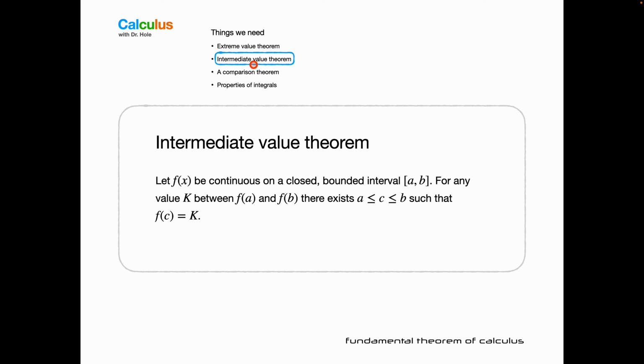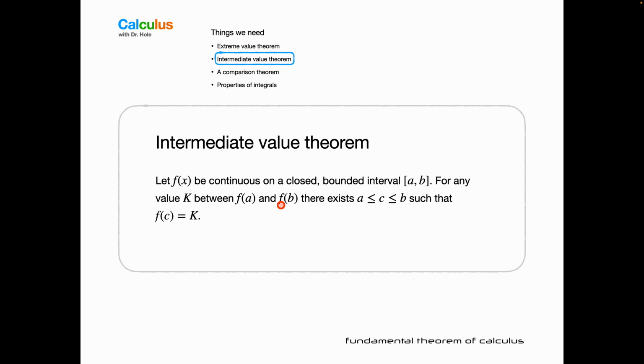We also need the intermediate value theorem. Here's the statement. Notice that the assumption on f is exactly the same as it was in EVT. In other words, f is continuous on a closed finite interval. What is the conclusion of IVT? It says that if we have any value k between f of a and f of b, then we can find an input on this interval such that the output of f is exactly that value k.